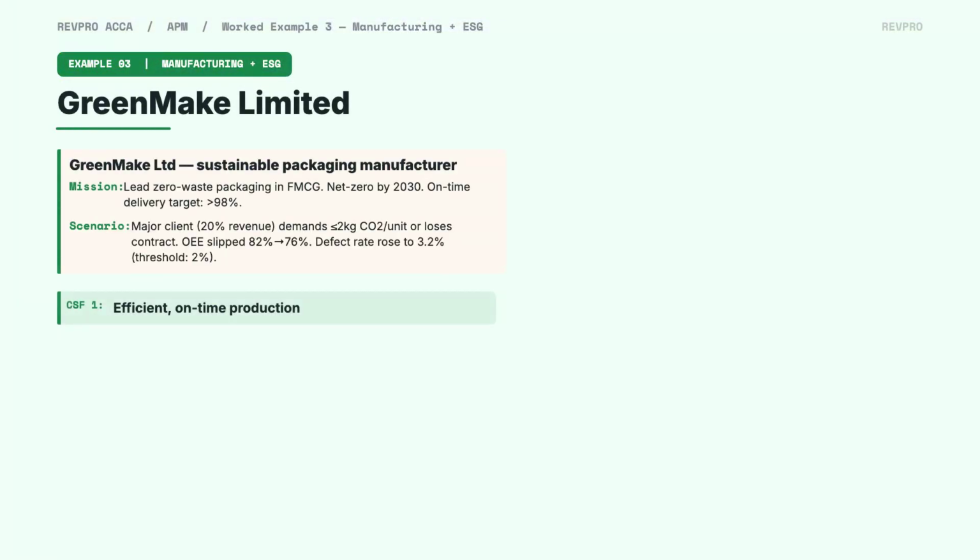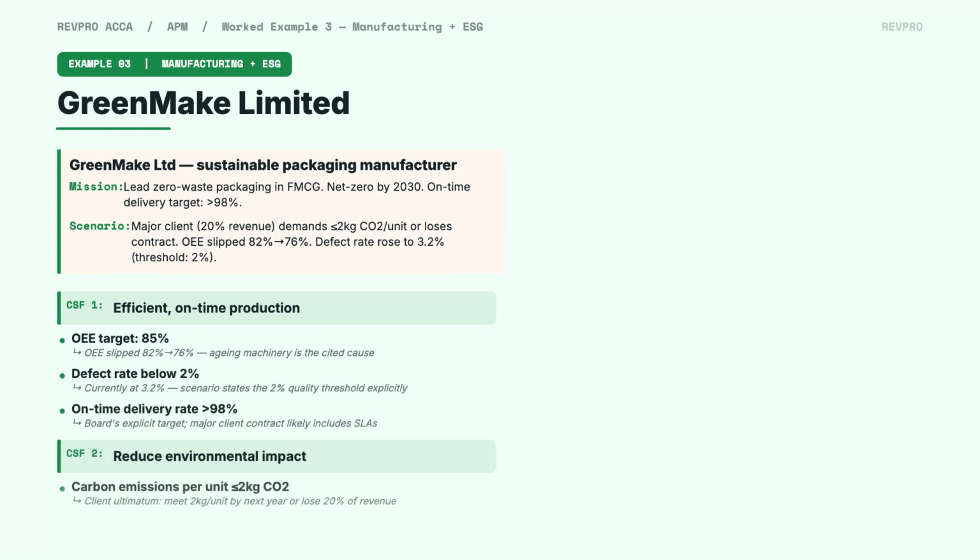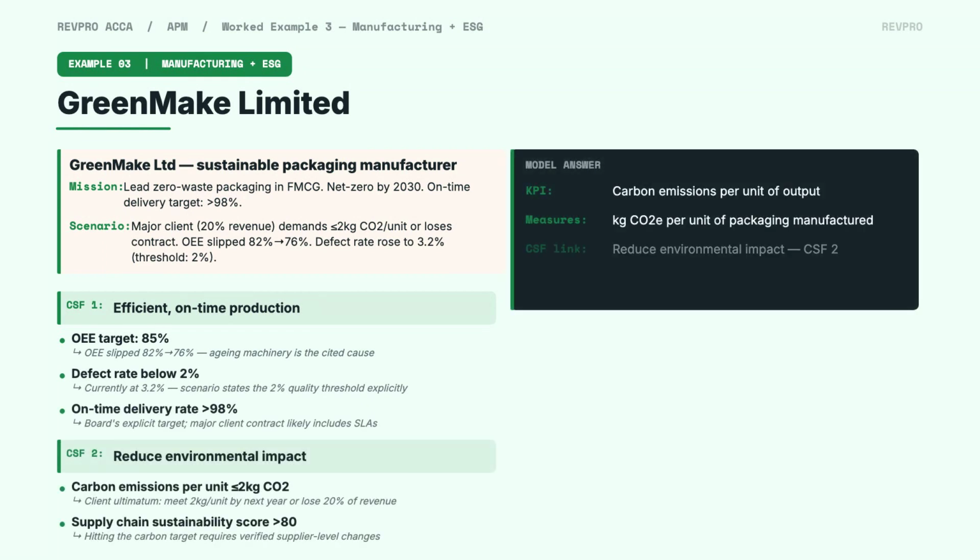Scenario 3. GreenMake Limited manufactures sustainable packaging for FMCG clients. Its mission is to lead the transition to zero-waste packaging. Its board has committed to net zero carbon by 2030 and a delivery rate above 98%. A major client representing 20% of revenue has issued an ultimatum: meet a carbon intensity target of 2 kilograms CO2 per unit by next year or lose the contract. OEE has slipped from 82 to 76% due to aging machinery. The defect rate has risen to 3.2%, above the 2% quality threshold. 2 CSFs: efficient on-time production and reducing environmental impact.